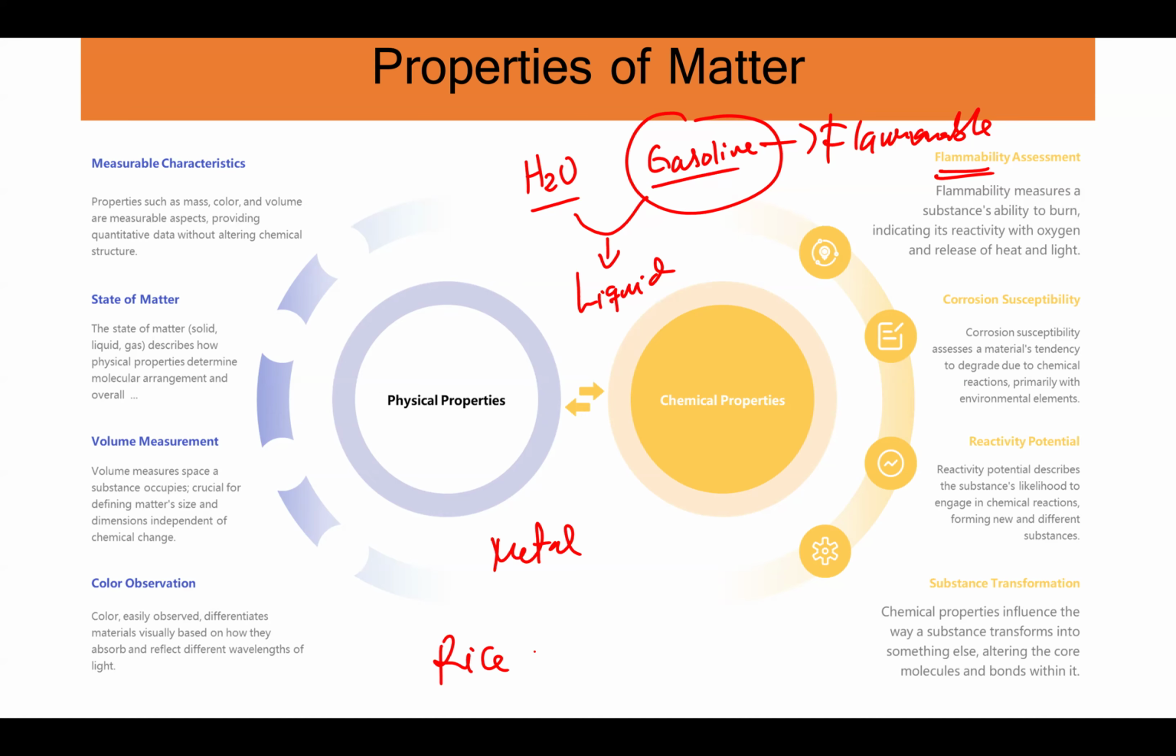Metal. Only metal corrodes, not paint. Paint goes off, but metal has corrosion, right? Rice will go bad, but there is no corrosion, right? The physical properties of both are solid, but only metal experiences corrosion. So corrosion is a chemical property.